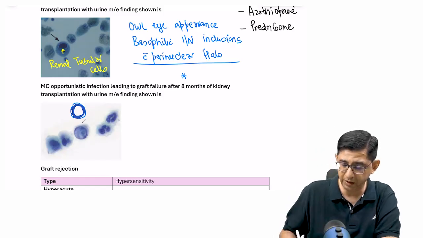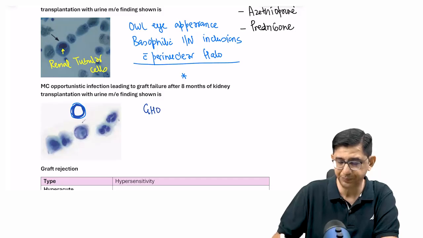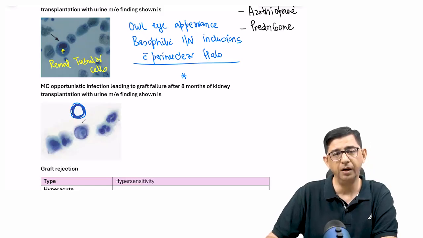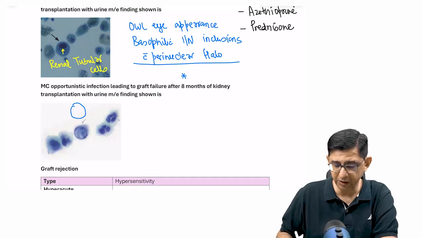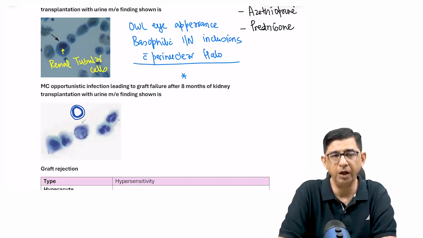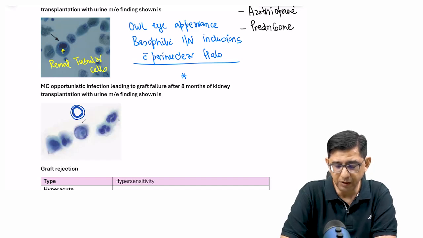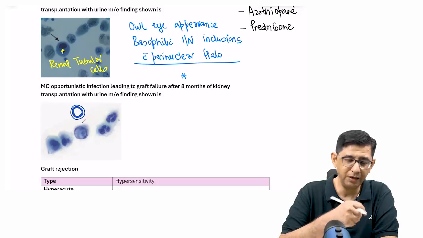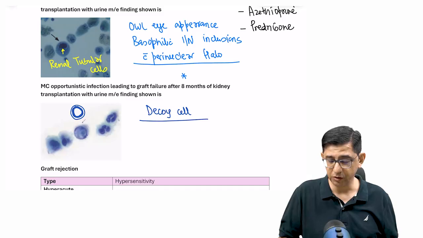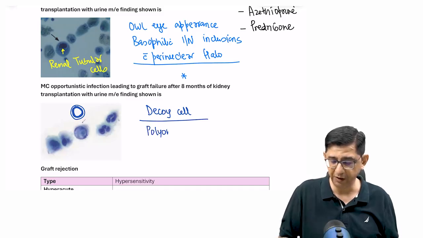So the cell that I'm talking about is what is called a ghost cell, or it is also called a decoy cell. I'll just highlight this once again. Let me say this is a shed renal tubular cell, the initial one that I made. I'll just do it again. This is the renal tubular cell. And then there's a ring in the periphery of the cell. This is again a basophilic cytoplasmic inclusion, but it is in the form of a ring. So this time the word that we are using is decoy cell, and this decoy cell is indicating the presence of polyoma virus, which is also called BK virus.